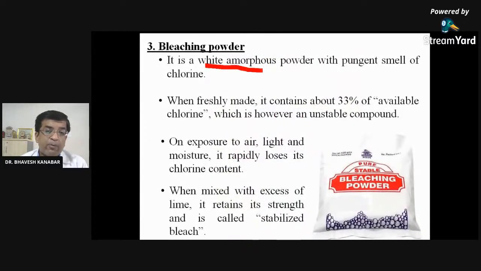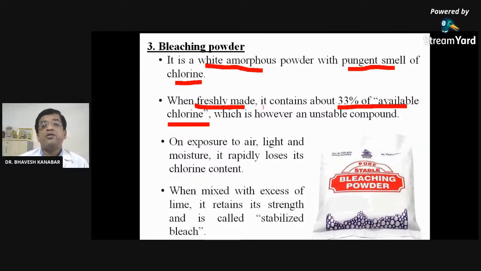It is a white amorphous powder with the pungent smell of chlorine. So bleaching powder contains chlorine. It is one of the preparations of chlorine, and it should be freshly made. Bleaching powder should be freshly made. It contains 33% available chlorine. Remember that this question is frequently asked in your viva as well as in your MCQs: bleaching powder contains 33% available chlorine.